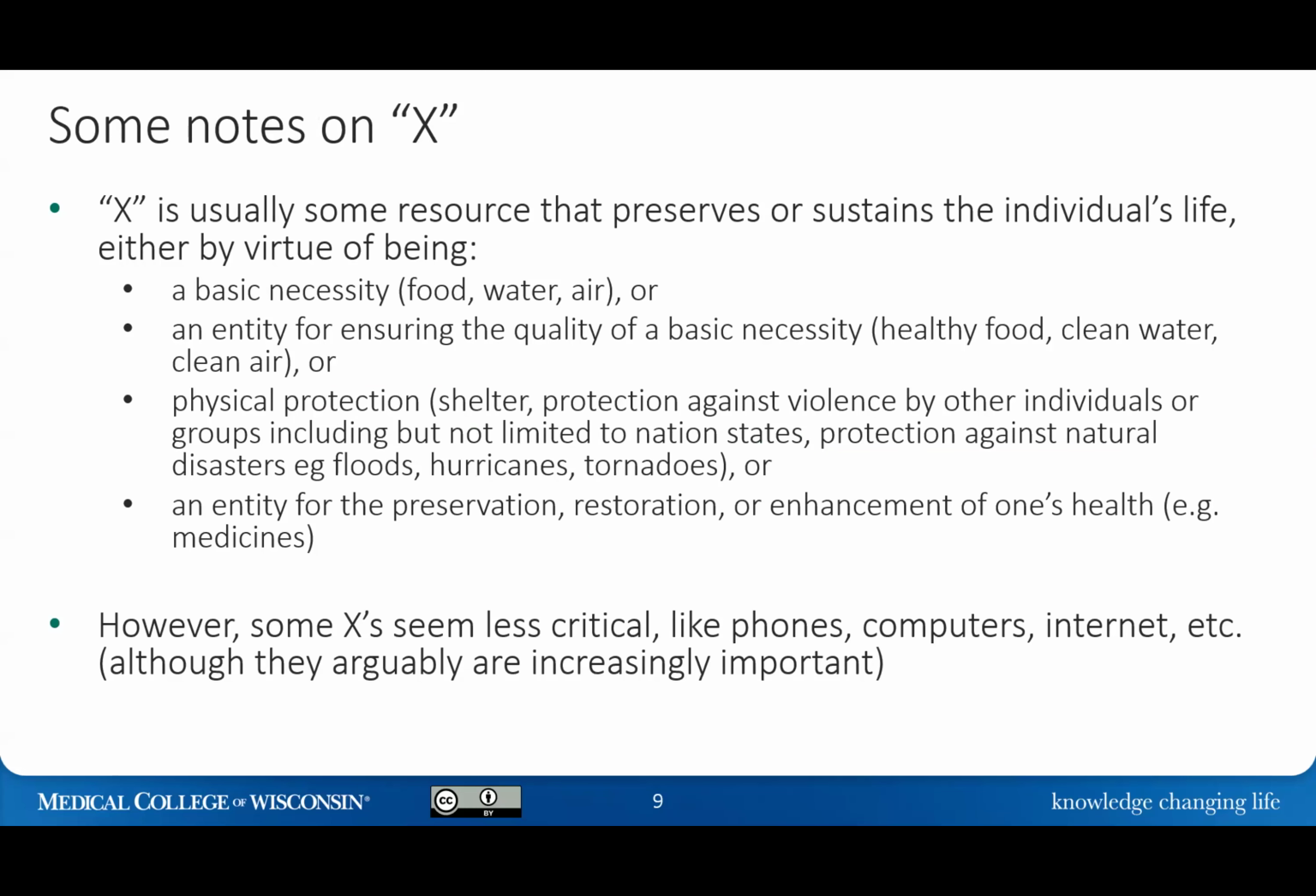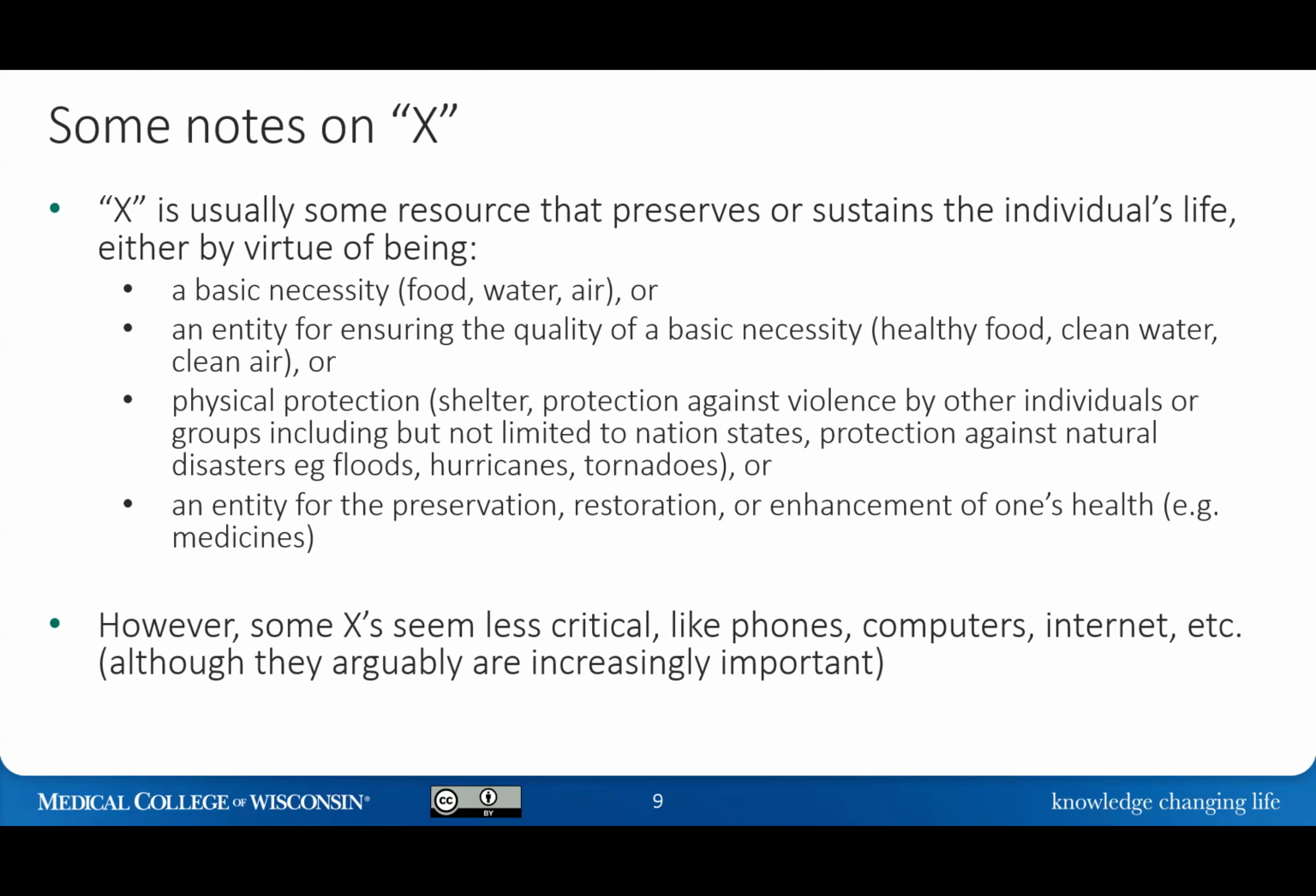So some notes on X. X is usually some resource that preserves or sustains the individual's life, either by virtue of being a basic necessity: food, water, air; or an entity for ensuring the quality of a basic necessity: healthy food, clean water, clean air; or physical protection such as shelter, housing, but also protection against violence and natural disasters. Or an entity for the preservation, restoration, or enhancement of health, such as we talked about, medicines.